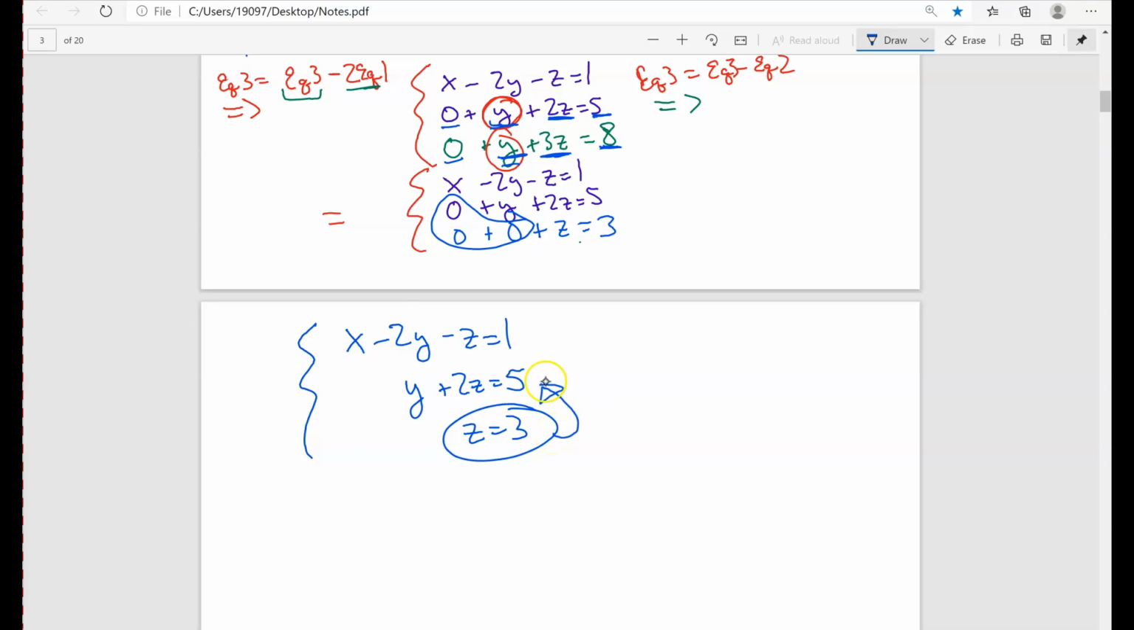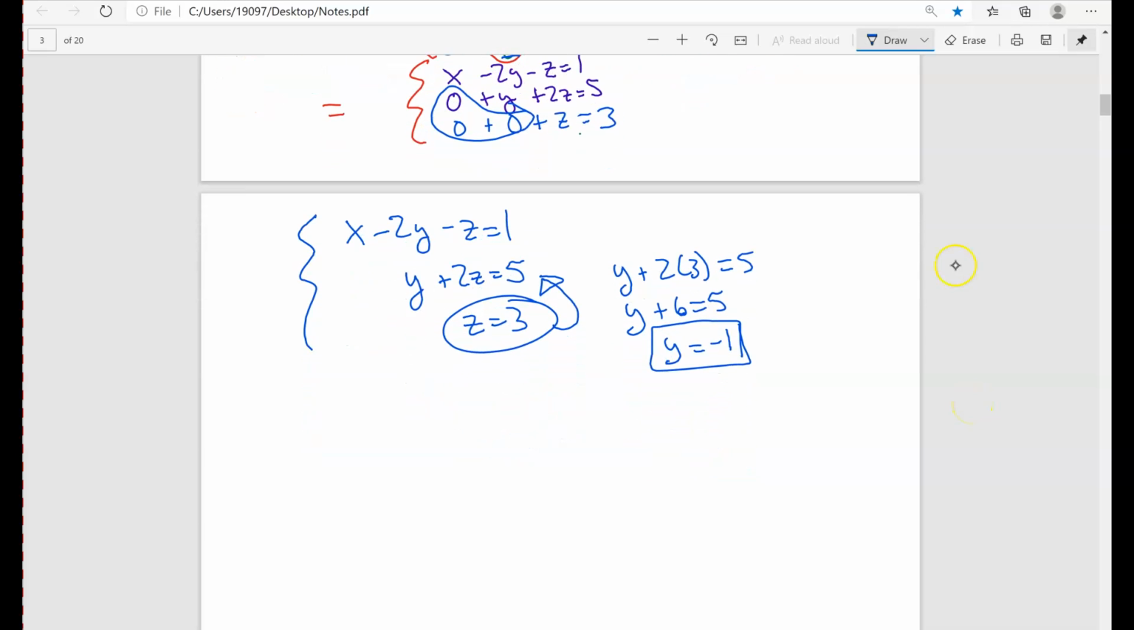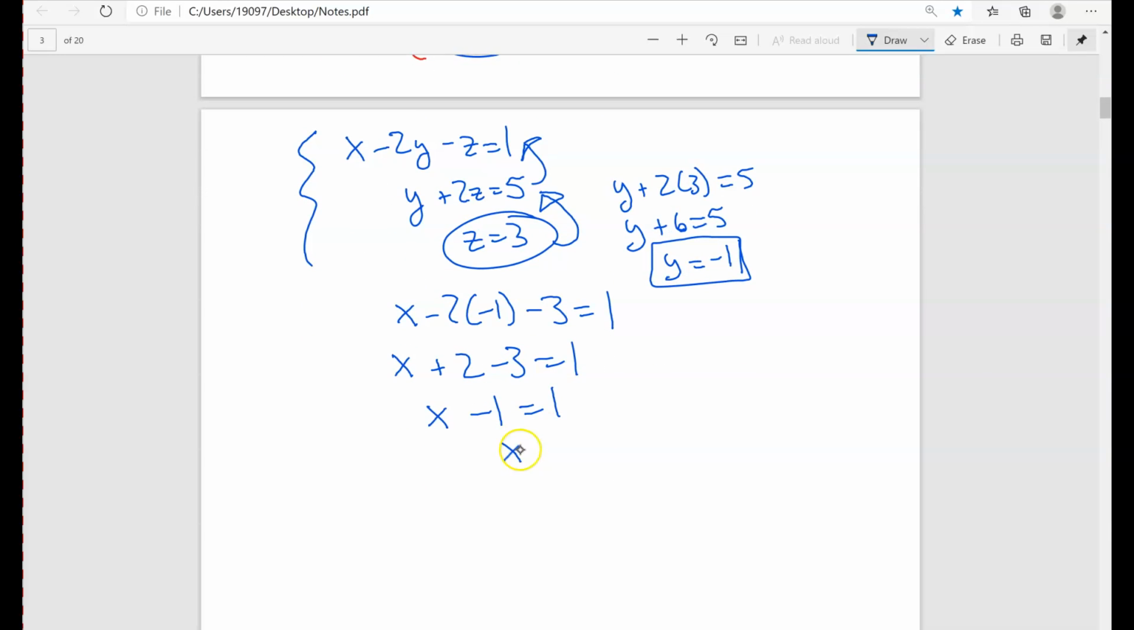Now I can plug that z equals 3 into the next one. So y plus 2 times 3 is equal to 5. Y plus 6 equals 5. So y equals negative 1 there. And now that I know z and y, now I can plug it into the last one. So x minus 2y, which is negative 1, minus z, which is 3, equals 1. So x plus 2 minus 3 equals 1. This is going to give me a negative 1. So then x is equal to 2.